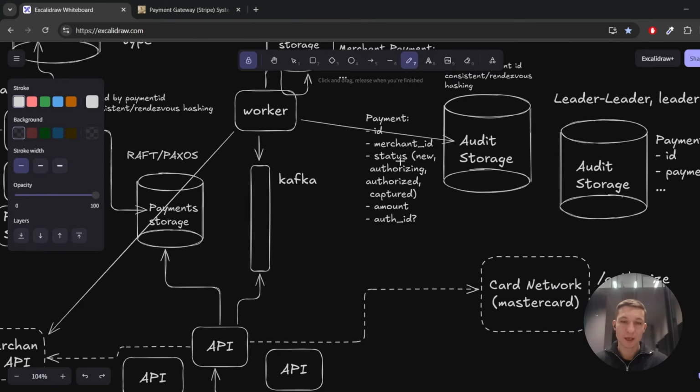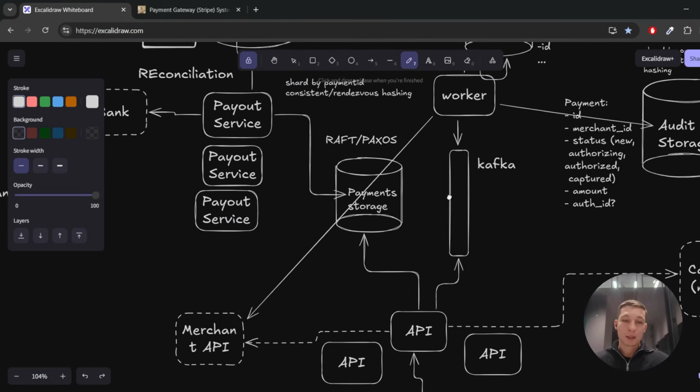Of course, there might be a miss because the API can die after it updated payment storage, but before it inserted the event to Kafka. For that, we might have some additional worker that is going to check that every single payment in storage has some effect on audit storage, for example, and that's how we don't lose data at all.